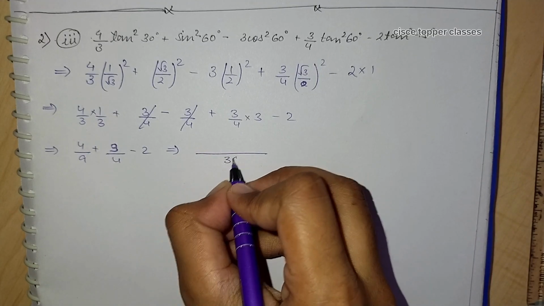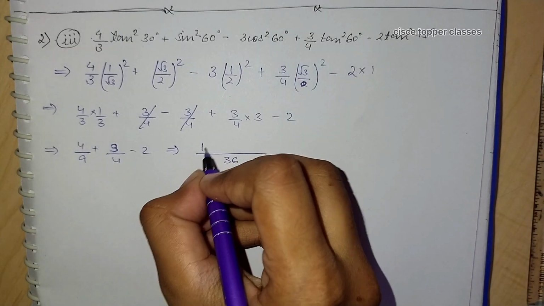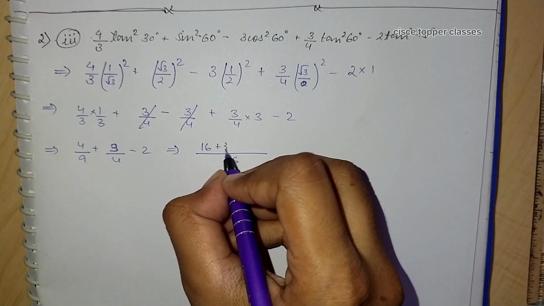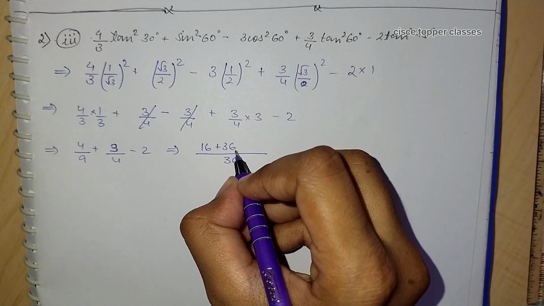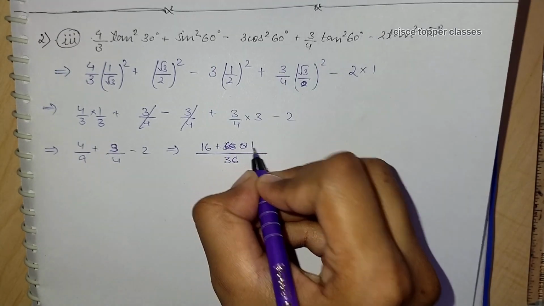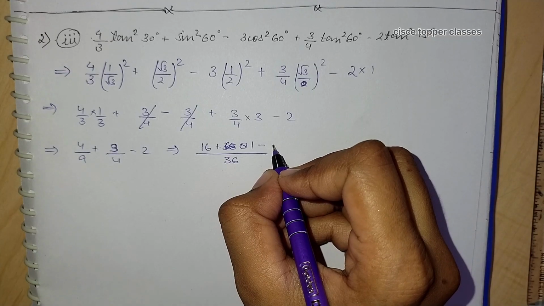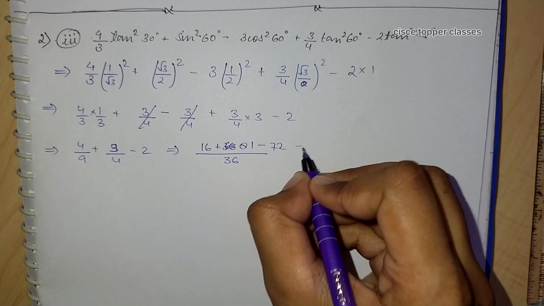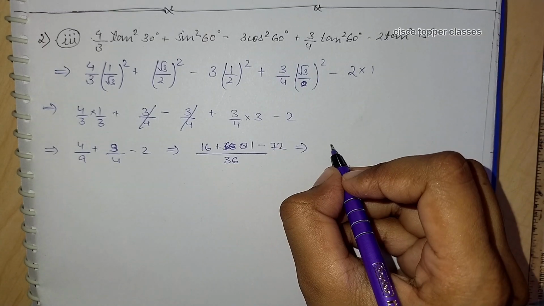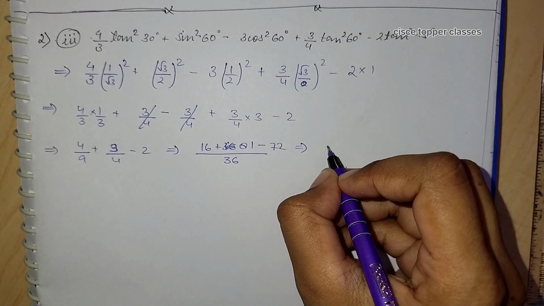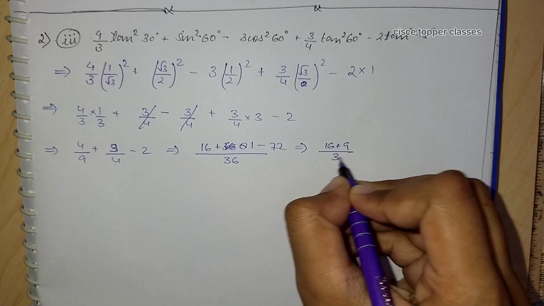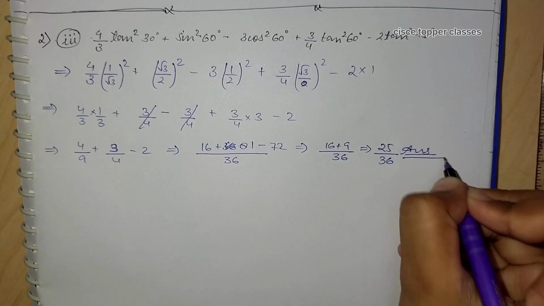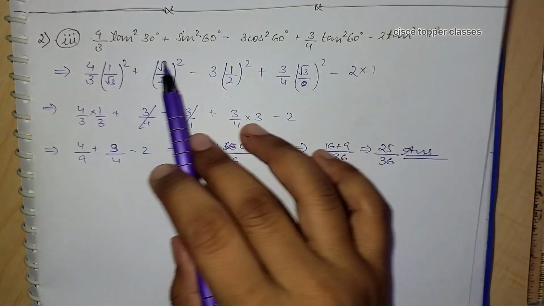So this will be here 36, and 9 into 4, so 16 plus 4 into 9. So 9 into 4 will be again 36. This will be 81 here minus 36. So it will be 36 into 2, 72 here. Means 81 minus 72 will be 9, and 16 plus 9 divided by 36. We can write 25 by 36. So this is the final answer here in this question. Means this is the answer of second, third part.